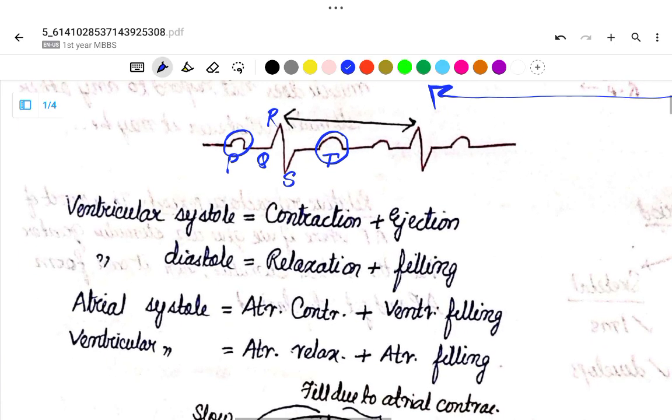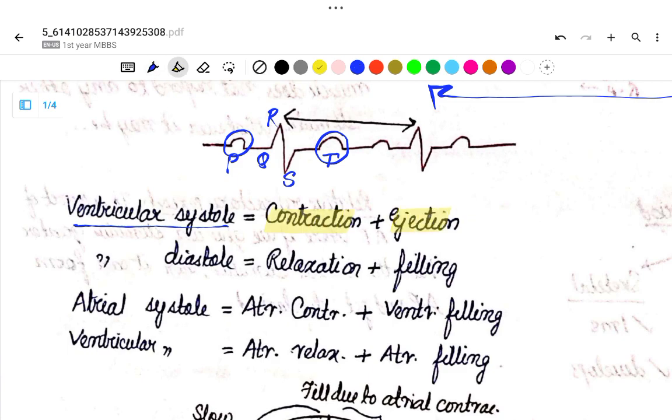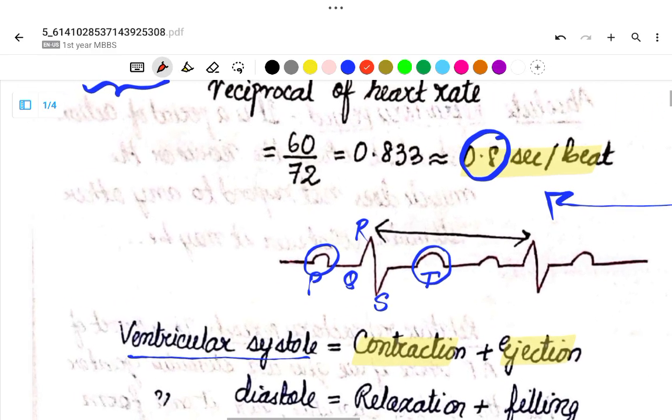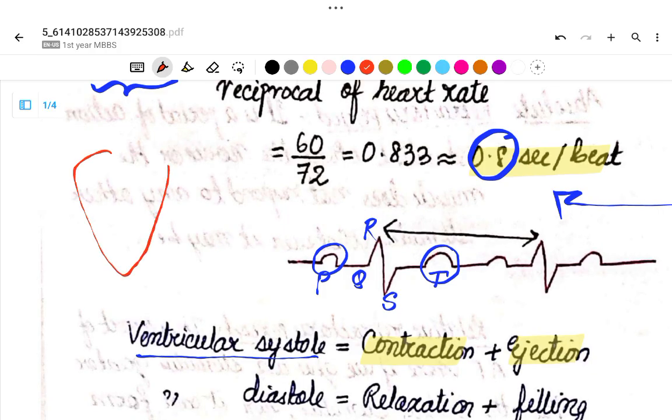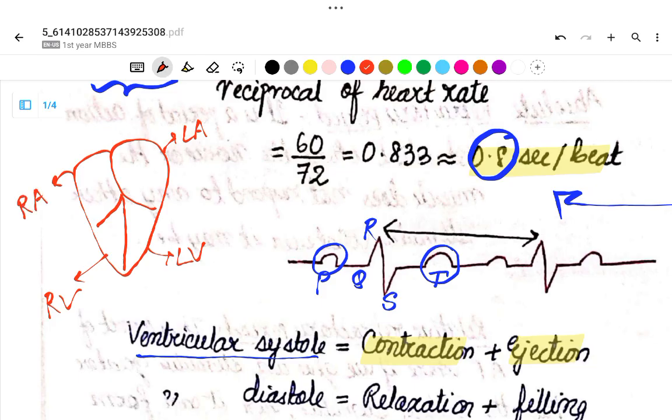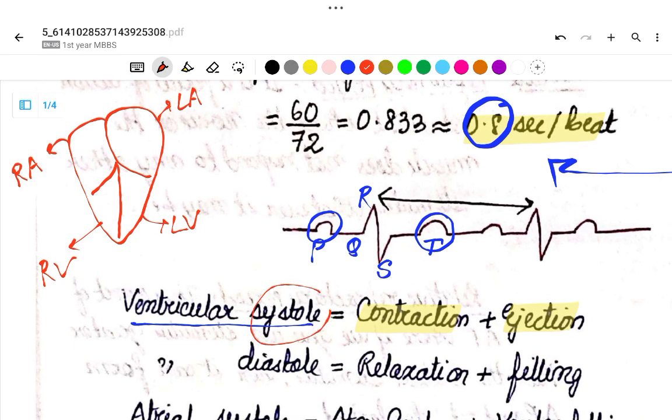Now let's see the ventricular systole part. Ventricular systole is contraction plus ejection. That means when the ventricles contract, let's draw a diagram of the heart. Suppose this is a very basic diagram of the heart. There's the right ventricle, left ventricle, left atrium, and the right atrium. Ventricular systole means ventricular contraction, so there is contraction plus ejection of blood.